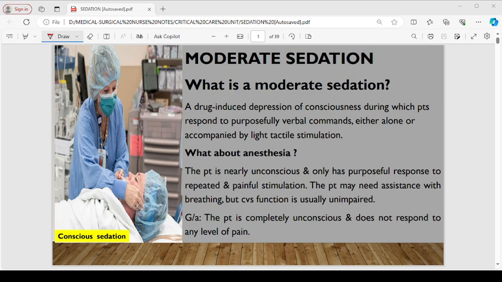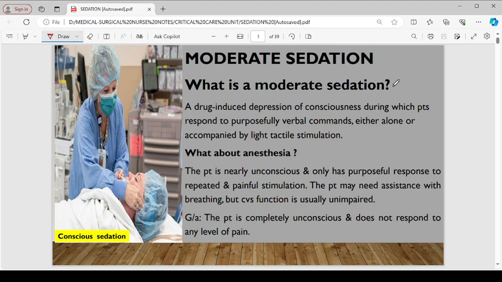Moderate sedation can also be referred to as conscious sedation, and this is usually a controlled state of reduced consciousness that allows patients to tolerate unpleasant procedures while maintaining the ability to independently maintain their airway and respond to physical or verbal stimulation. This is a very delicate balance between keeping the patient comfortable and ensuring their safety throughout the medical procedure.